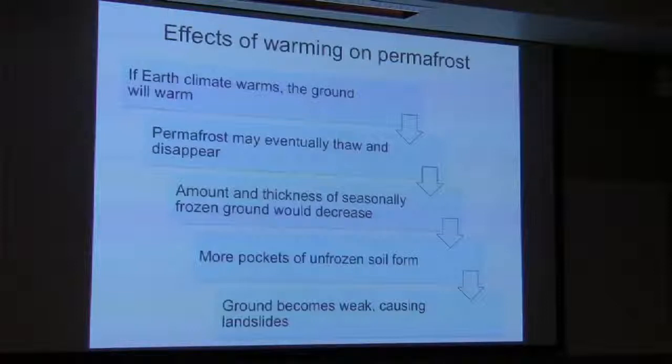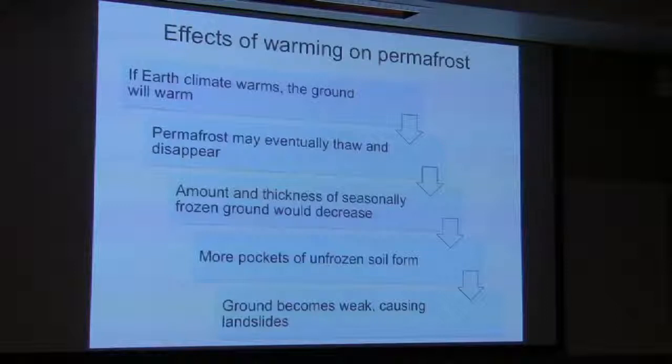So this is kind of the scenario we're facing. Some effects of the warming on permafrost is that if the Earth's climate warms, the ground will warm. The permafrost may eventually thaw and disappear. The amount and thickness of seasonally frozen ground would decrease, which in turn would increase the size of the active layer, so that top layer.